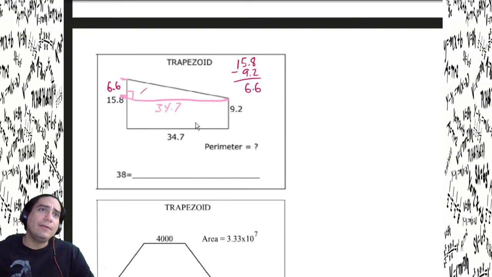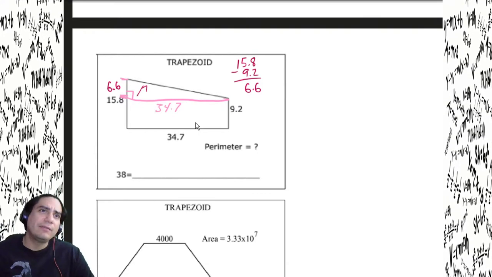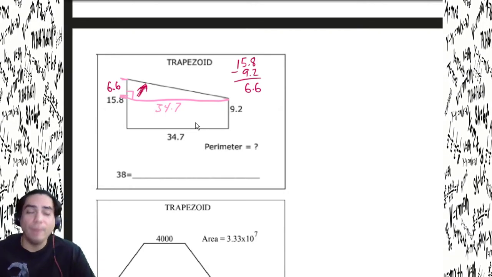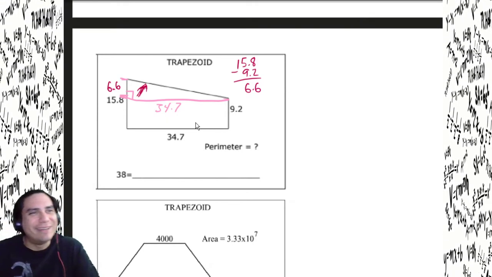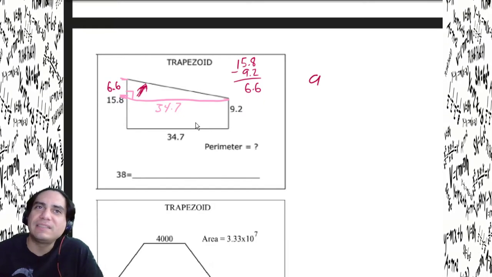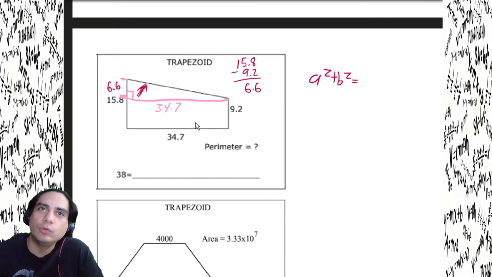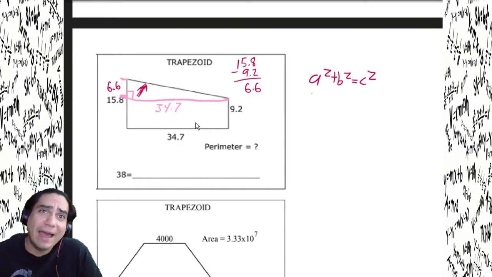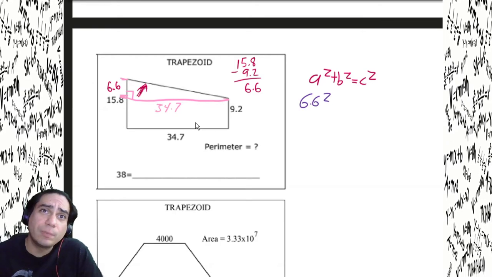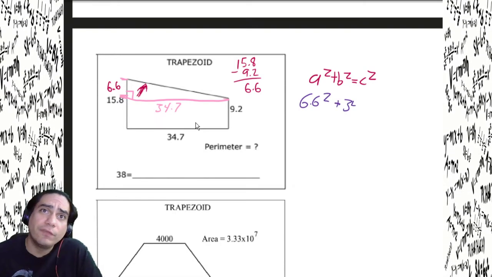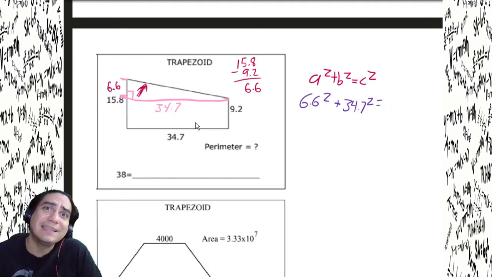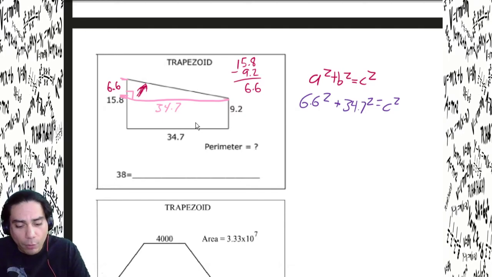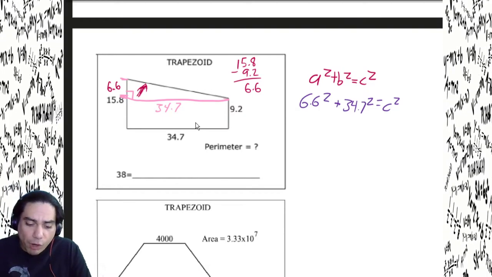Now that we got that, we're looking for this missing side right there. So we gotta find that missing side here. We got a squared plus b squared equals c squared. We got our a and b here. Now this one isn't a Pythagorean triple. I don't know what these are. So we're gonna have to do 6.6 squared and add it to 34.7 squared, and that's gonna give us c squared. So let me go ahead and bust that in my calculator right now. Hopefully you got that ready to go too, so we can figure this problem out together.